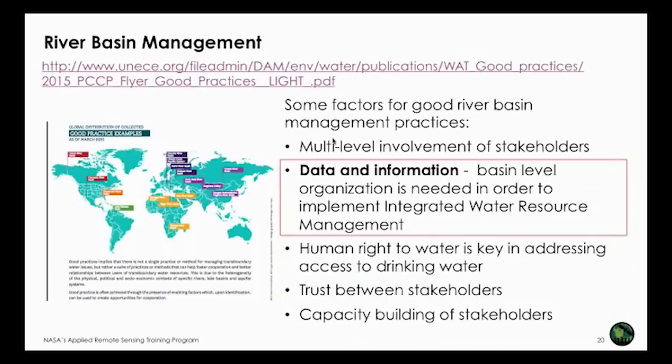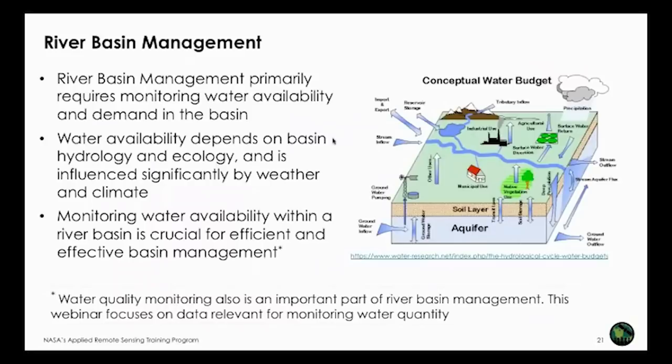We are going to focus on the data and information part. So for overall integrated river basin management, data and information are very important, and this webinar will actually focus on that particular issue. So for river basin management then, what kind of data and information are needed? So primarily it requires monitoring water availability and water demand within the basin.